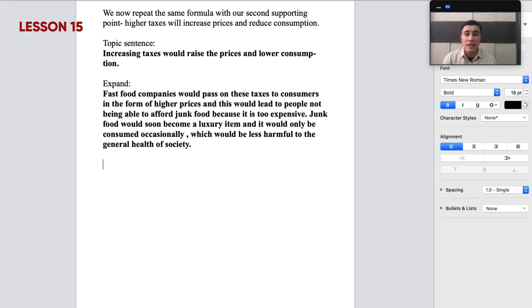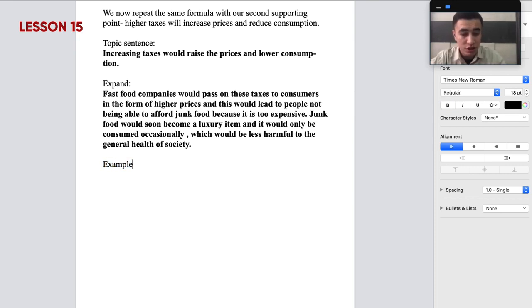I decided to state further actions, so what is going to happen in the future. So this is kind of a prediction, guys. Junk food would soon become a luxury item, and it would only be consumed occasionally, which would be less harmful to the general health of society. Now we should come up with an example.